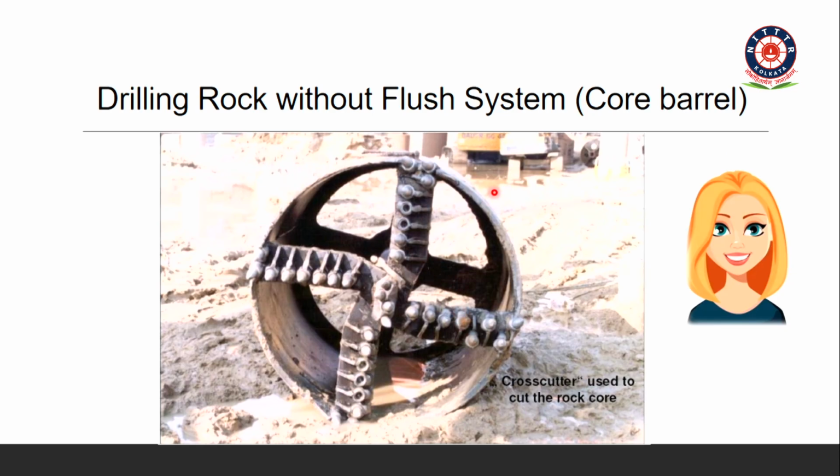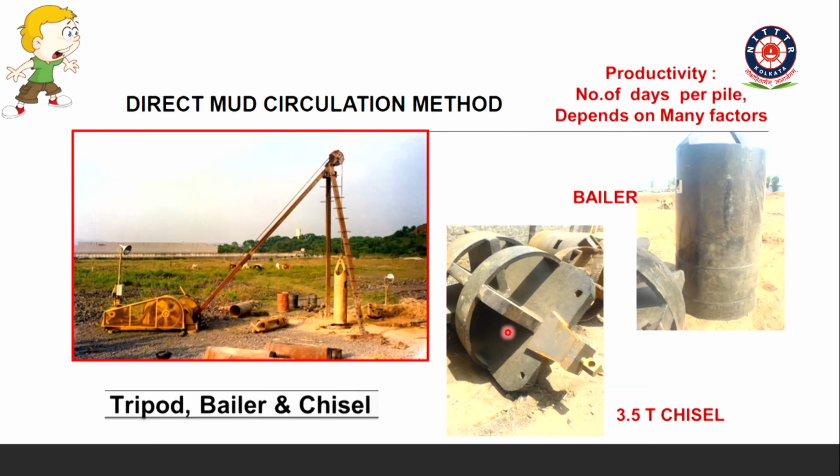See, this is one more type. This is a core barrel. See, this will be used for drilling the rock without flush. You can see these are the teeth of the augers. This equipment you can see only in bigger projects. Now we have understood the related types of equipment with respect to rock.